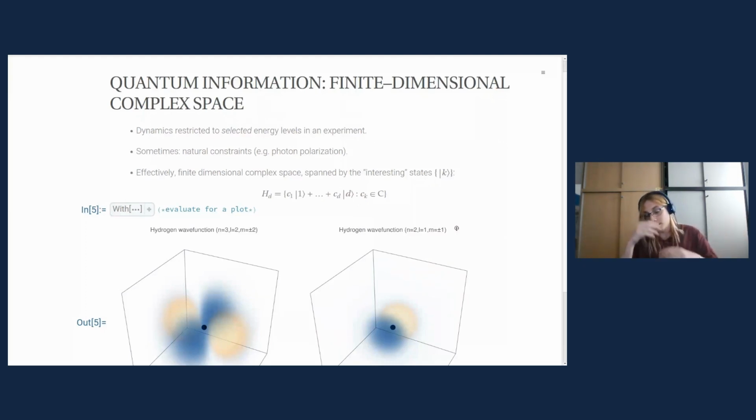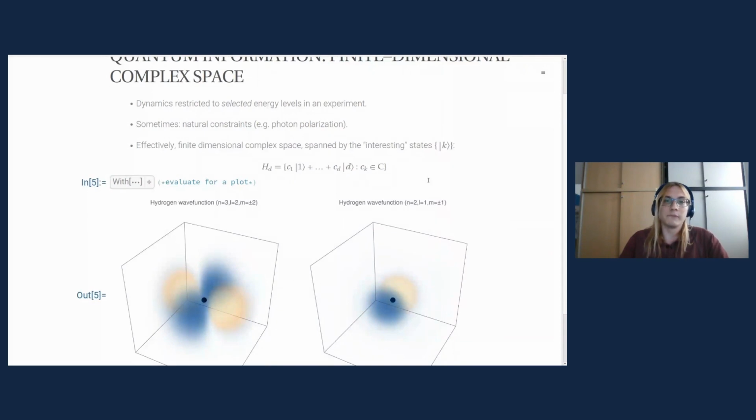evolution of an electron. But what happens often in quantum information is that we restrict ourselves to only a finite subspace of the entire space of possibilities. So, for instance, if we have an experiment, we could restrict ourselves. We just have a rubidium atom trapped in an optical trap, for instance. We could restrict ourselves only to several energy sublevels because we are certain that the evolution will be constrained only to some of them. And sometimes the constraints are completely natural and dictated by the underlying physics.